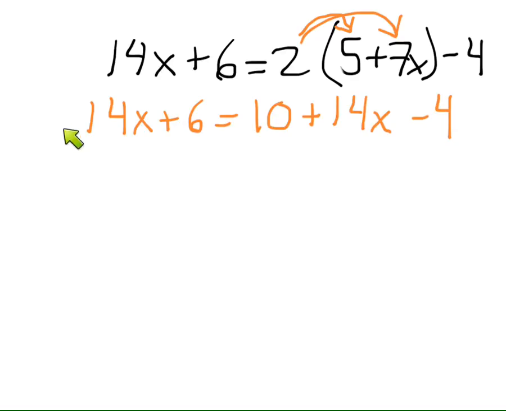I want to look here. Are there any like terms on the left side of the equal sign to combine? There aren't, because those aren't like terms, right? On the right side of the equal sign, though, I have like terms. What are they? 10 and minus 4, right? So you can go ahead and just combine those, make the problem smaller, right?